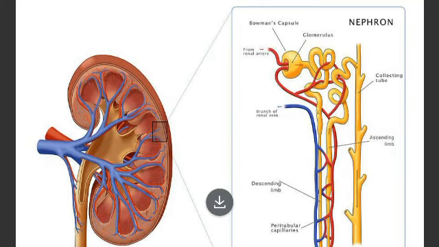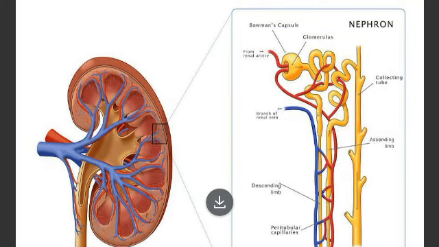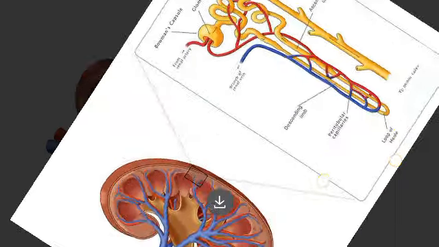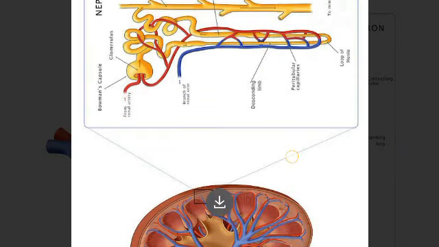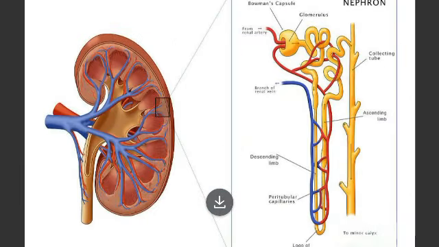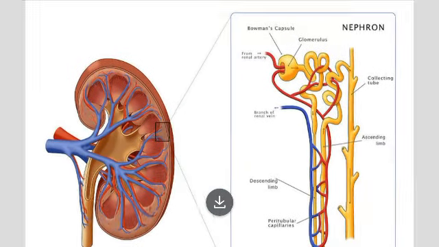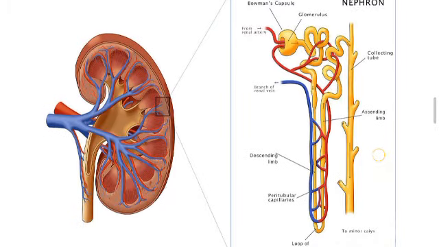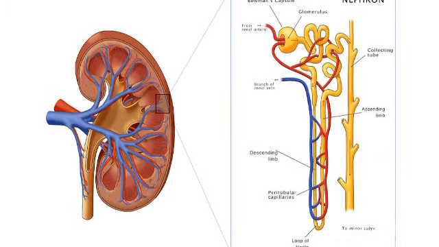The first part of the nephron is the cup-like structure called Bowman's capsule, and the next part of the nephron is a tubular structure. Here you can see that tubular structure, and the tube ends in a collecting tube. This tubular structure later joins the collecting tube.